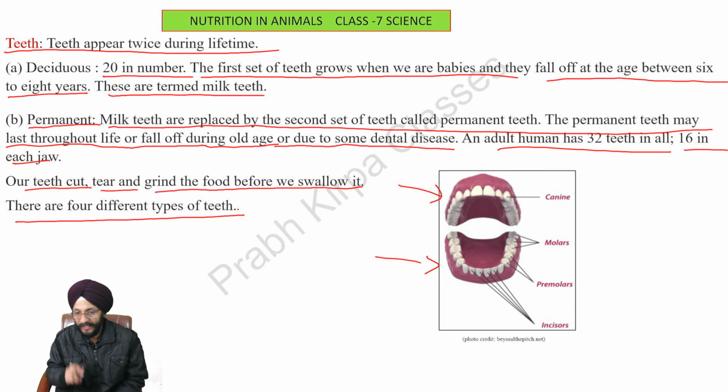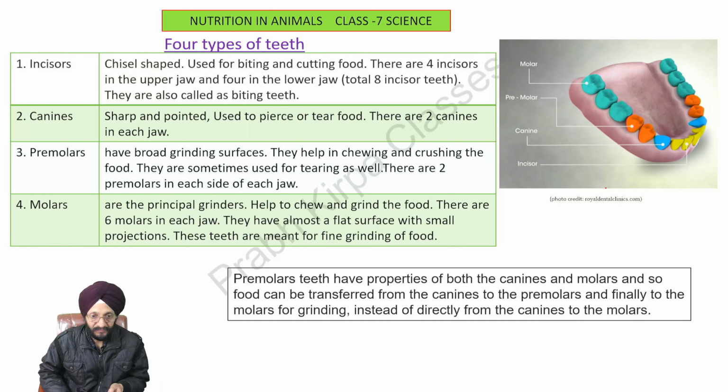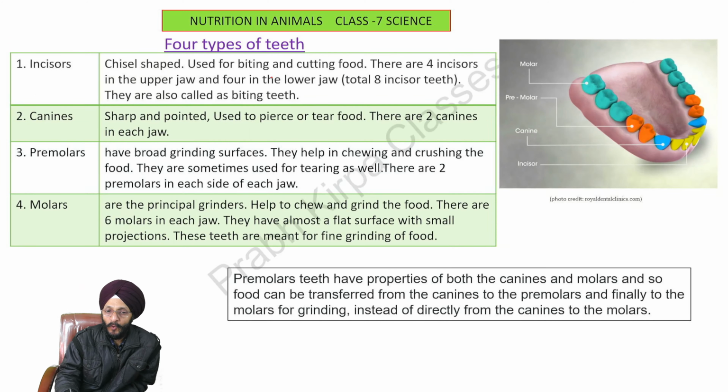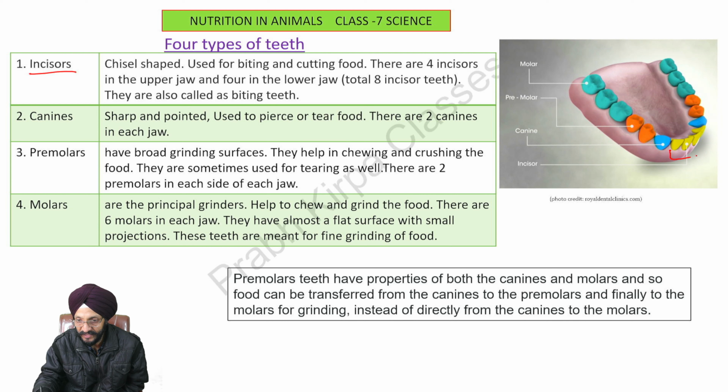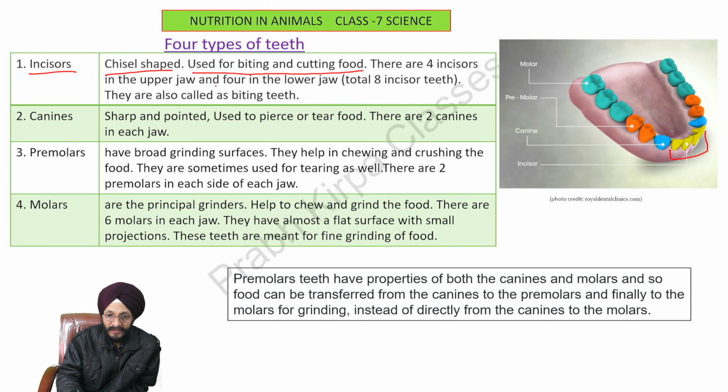There are four different types of teeth. You can see what are those: incisors, premolars, molars, and canines. Now we throw some light on the four different types of teeth. First, incisors. You can see here, these are incisors. Four in each jaw. Four in lower jaw, four in upper jaw. That is total eight. These are chisel shaped, used for biting and cutting food. They are also called biting teeth.